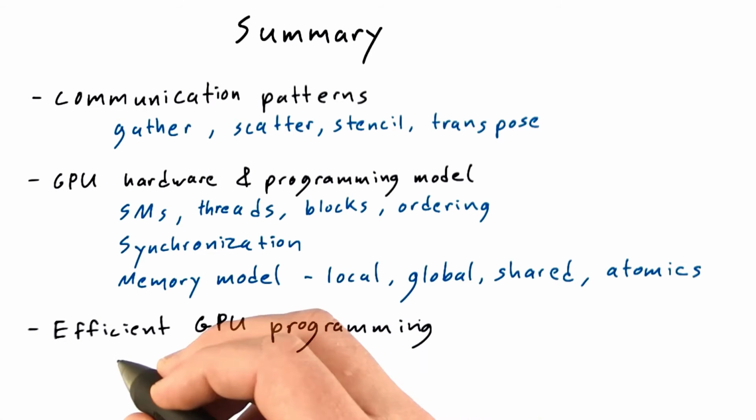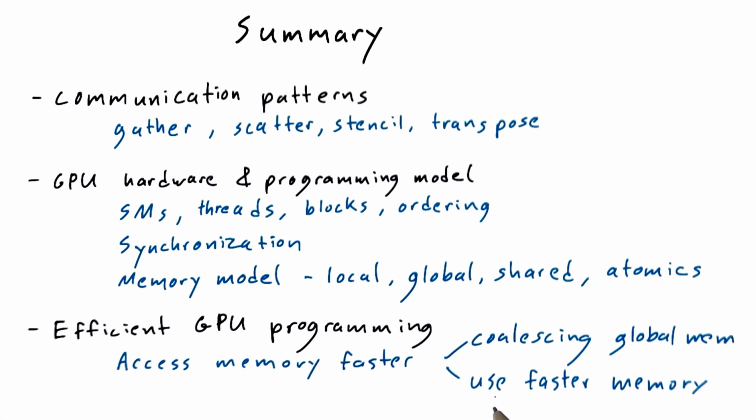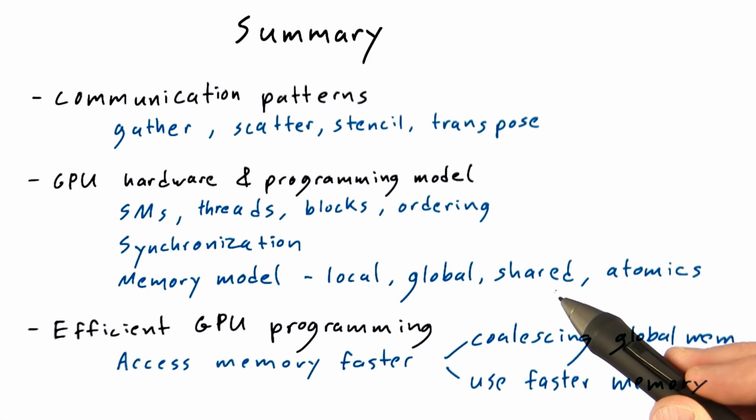The first principle is to minimize the time spent on memory accesses by doing things like coalescing global memory access. We saw that the extremely fast global memory on the GPU operates best when adjacent threads access contiguous chunks of global memory, and this is called a coalesced memory access. We also learned to move frequently accessed data to faster memory, so for example, promoting data to shared memory.